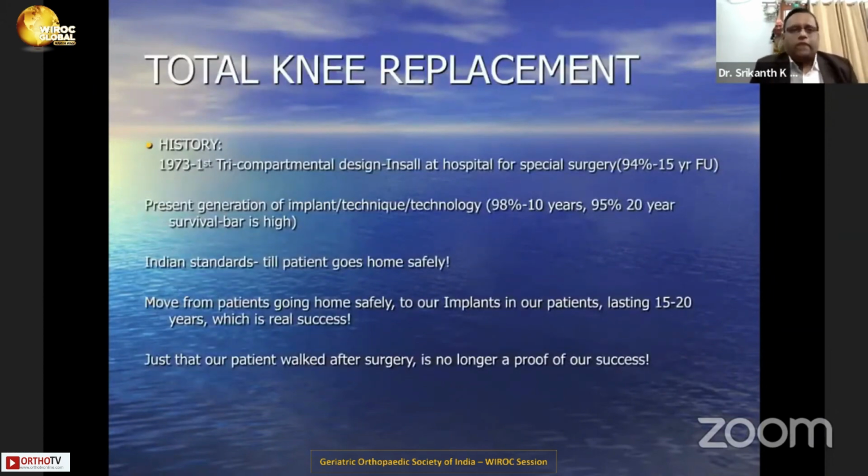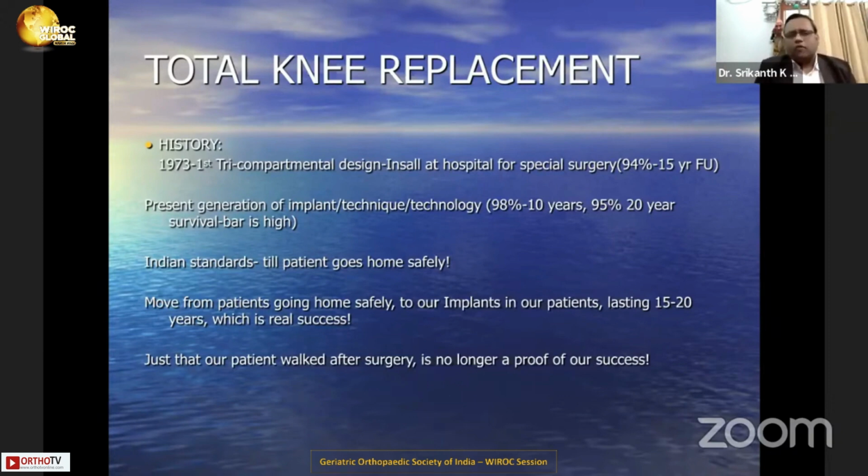We know knee replacement probably started in 1973, the year of my birth, actually 48 years ago. And the present generation of implants, techniques and technology give 98% implant survival at 10 years and 95% implant survival at 20 years. So the bar is set very, very high.